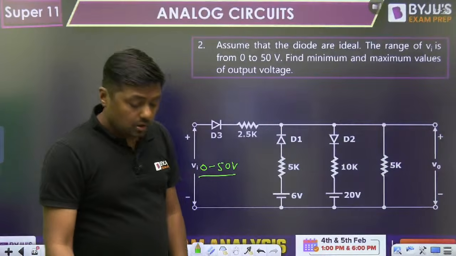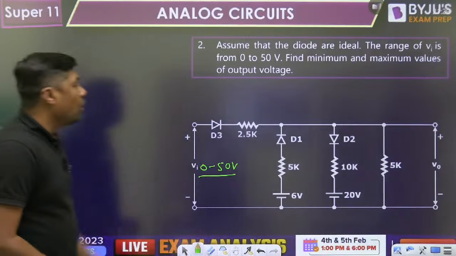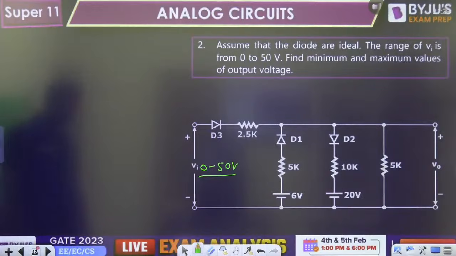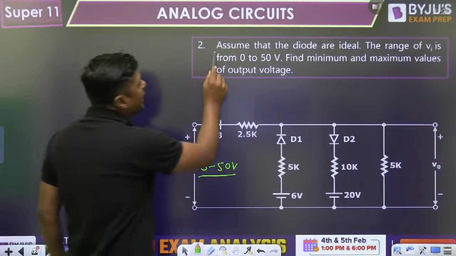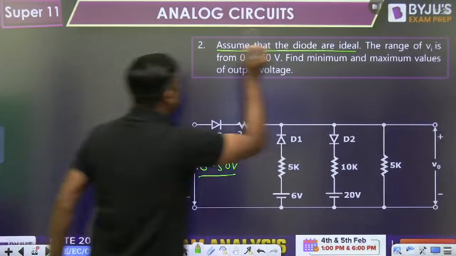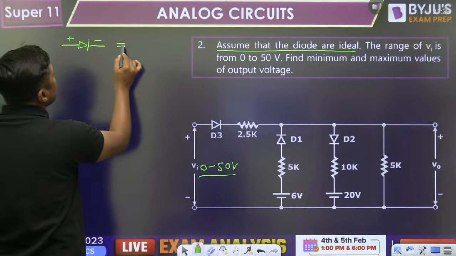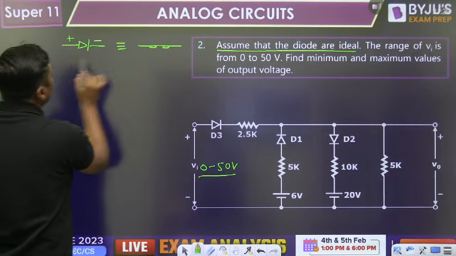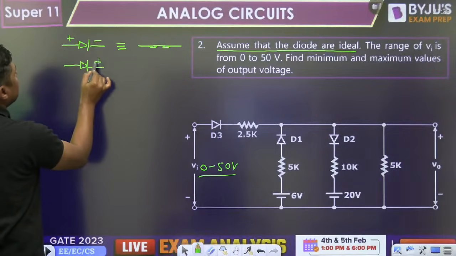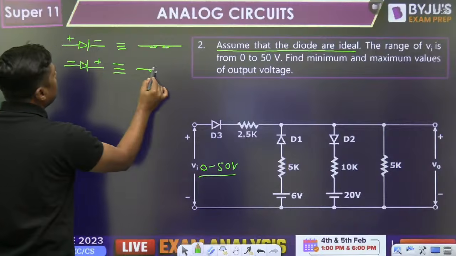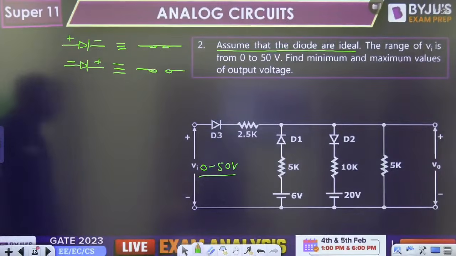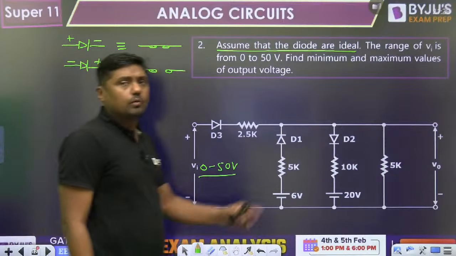Okay, tell me. What is the minimum and maximum value of the output voltage? In this question, assume the diodes are ideal. Ideal diode means once it is forward biased, it will act as a short circuit. If it is reverse biased, then it will act as an open circuit. That is the meaning of the ideal diode. You have to find the minimum and maximum value of the output voltage.